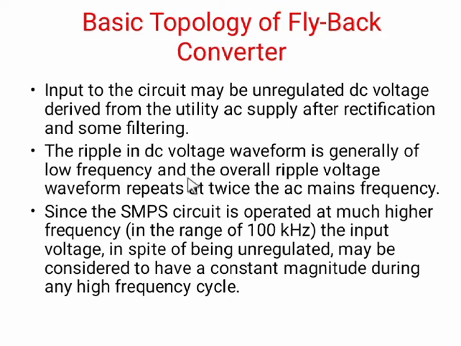The ripple in the DC voltage waveform is generally of low frequency. Low frequency means our utility AC supply has a frequency of 50 Hz, and the overall ripple voltage waveform repeats at twice the AC supply frequency. That means if we rectify this 50 Hz frequency with the help of a bridge rectifier, the output voltage of the rectifier contains twice the input frequency. That means it contains 100 Hz frequency.